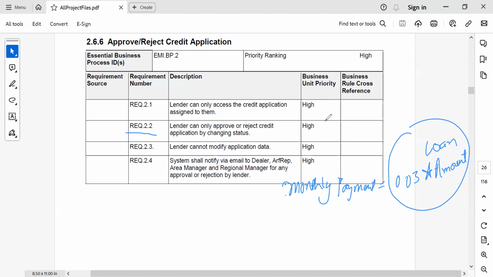I think you jumped to credit application 3, sorry, manage lender. Yes, part 2.6.3, manage lender. Let me see what I gave you for homework. Give me one second. Yeah, 2.2. I'm reading through the email. It just says 2.2, approve reject credit application module. So this is what it is: lender can approve or reject credit application by changing status. If you read the other one, that's fine, we can talk about it. Can you guys see it? So 2.2 is correct. Lender can only approve or reject credit application by changing status. That's the requirement we are talking about.